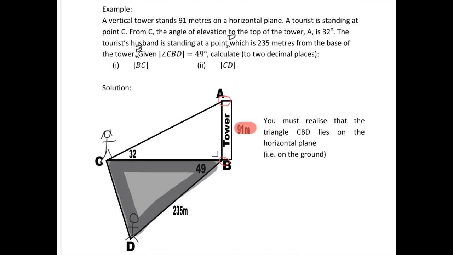The other information we're given in the question is that the angle of elevation to the top of the tower is 32 degrees. That is this angle here. And the other angle we're given is that the angle CBD on the ground is 49 degrees. This angle here.